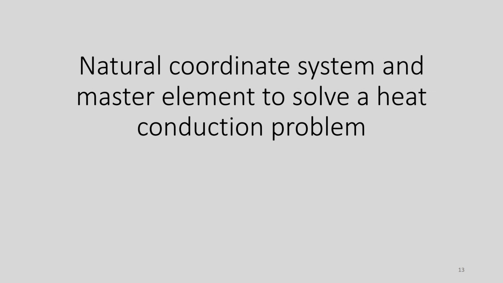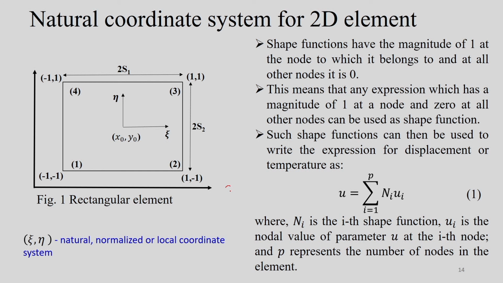But each and every element can be represented, mapped, with one local coordinate system. So, transformation from the global coordinate system to the local coordinate system is necessary to estimate what is happening for one particular element. That we will discuss in this particular problem. Now, the natural coordinate system for a two dimensional element. Let us look into the natural coordinate system.